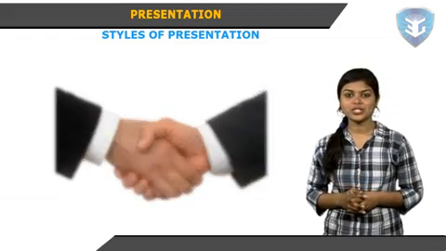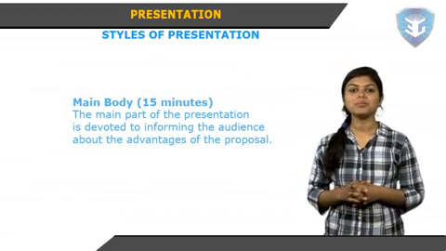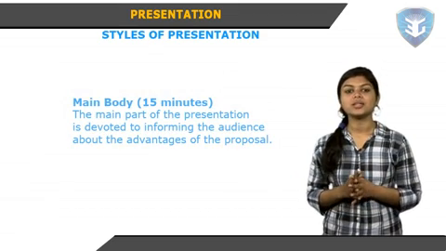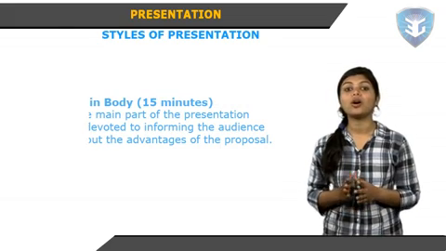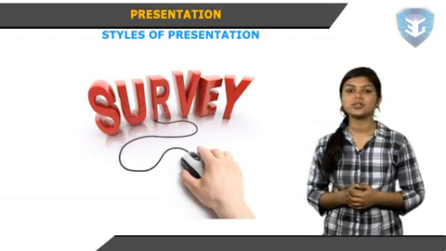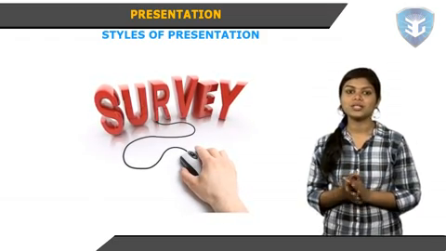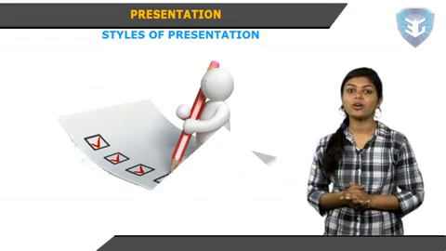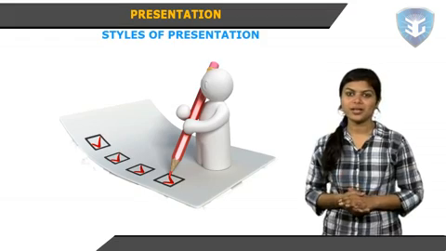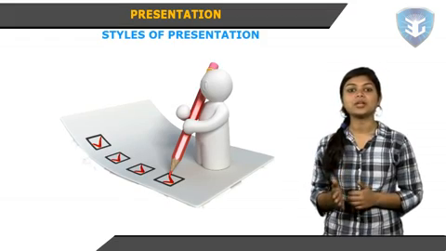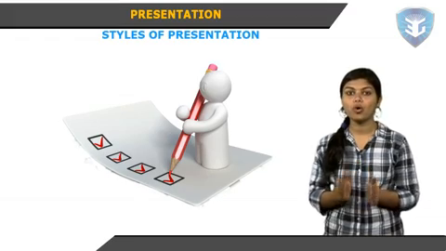Main body. The main part of the presentation is devoted to informing the audience about the advantages of the proposal. This section would include findings of a survey and analysis of the data. This section of the presentation should generally be divided into subsections. As a general rule, the speaker should avoid having more than 3 subsections under the main point.